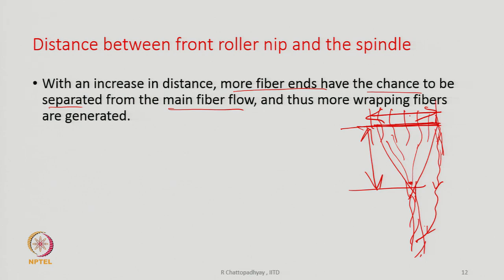Therefore, we will see that the draft also becomes important. Draft in the drafting system also becomes important, and so does how far the apex point, this twisting point, is moving ahead. That all depends upon the power of jet 2, which is more powerful. That is actually twisting the main bundle of fibers and forcing the twist to move ahead towards the front roller nip. But finally, all these fibers will lose twist because they are basically first twisted.